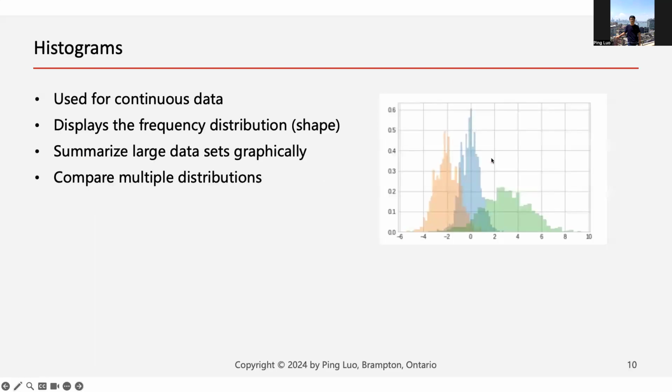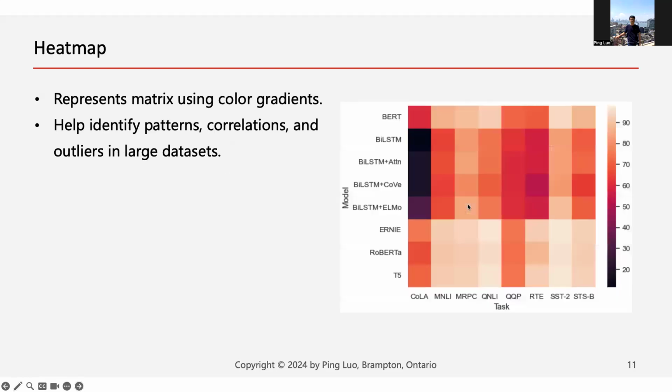So next one is the histograms. Histogram is, as you can see from this example, just a way to display the frequency distribution. And this example is three different data from the normal distribution. So yeah, if we want to check the distribution of the data, the histogram is a very good way to do that.